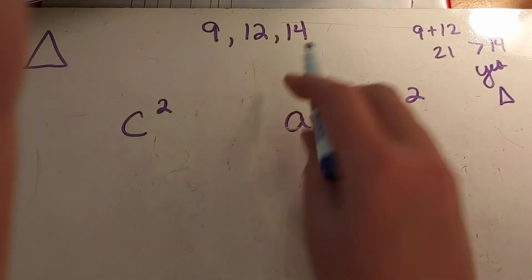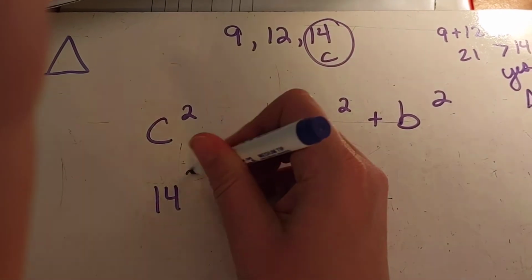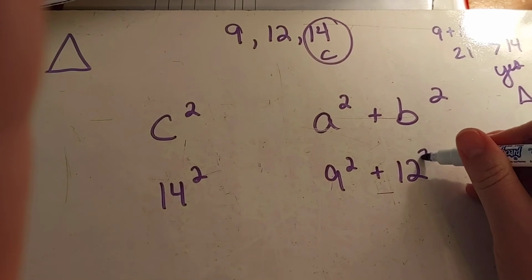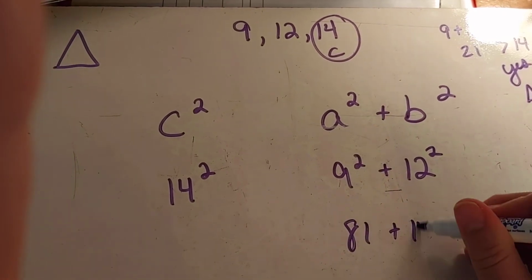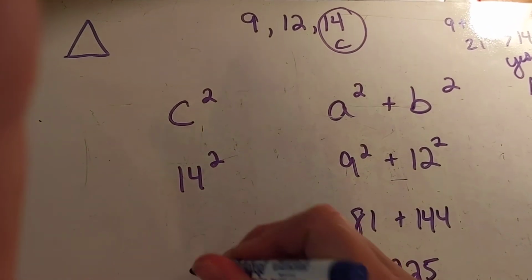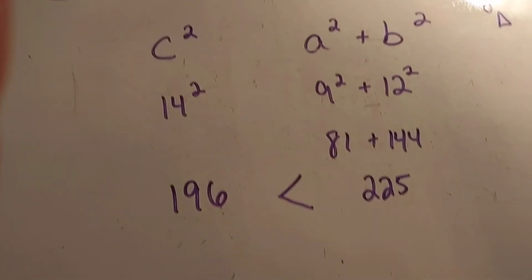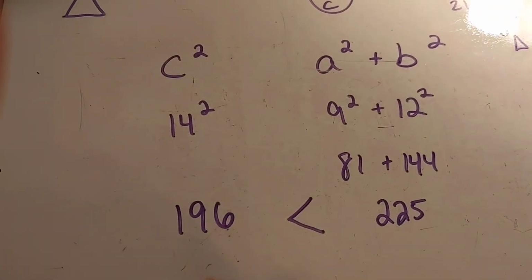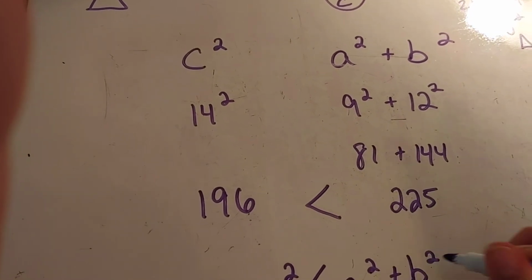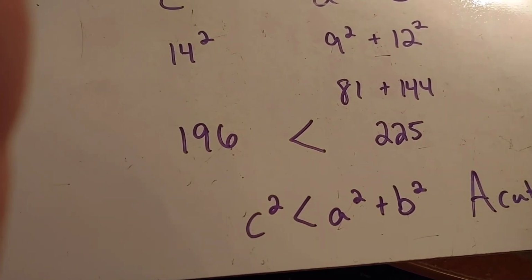All right, that's good. Let's try it then. First, let me identify my c. My c is always the largest number. So I'm going to do 14 squared over here, and then I'm going to do 9 squared plus 12 squared, which is 81 plus 144, which is 225, and 14 squared is 196. All right, c squared is less than a squared plus b squared. Whenever c squared is less than a squared plus b squared, since c is small, you have an acute triangle.